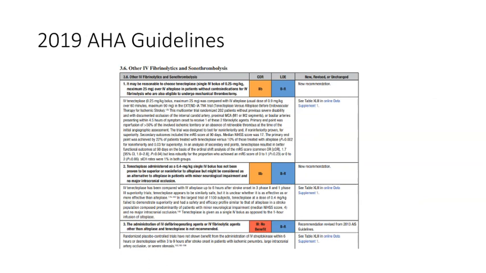Tenecteplase made an appearance in the 2019 American Heart Association Stroke Guidelines when it was noted that it may be reasonable to choose Tenecteplase over IV alteplase in patients without contraindications for IV fibrinolysis who are also eligible to undergo mechanical thrombectomy. This was based on the EXTEND-TNK trial. At this point, there are several post-hoc analyses of the EXTEND trial, which we will discuss during this video.